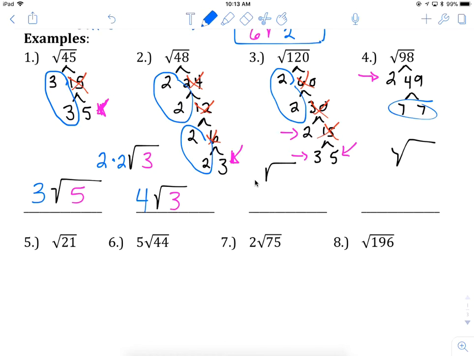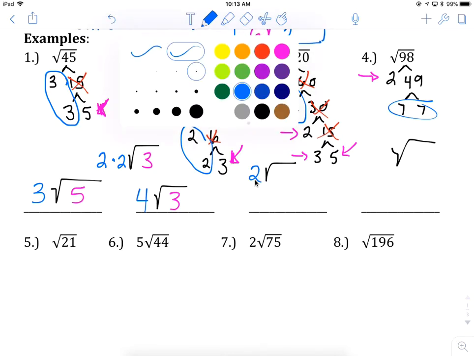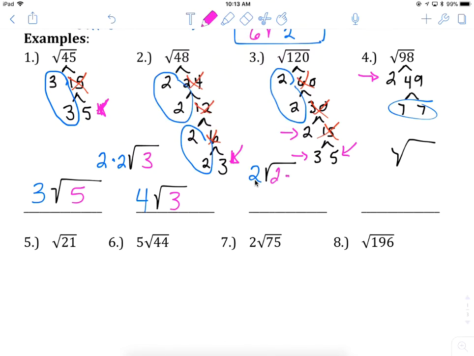For number 3, I only have one date of 2s, but I have 3 singles, so 2 and 3 and 5. 2 times 3 times 5 is like 2 times 3 makes 6. 6 times 5 makes 30. So I'm going to have 2 square root of 30. That's my final answer. Okay.